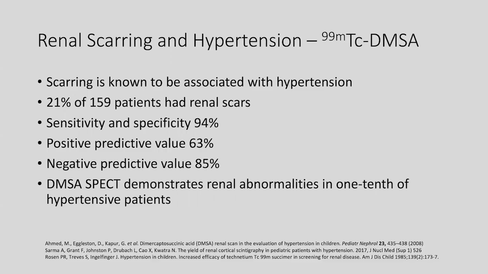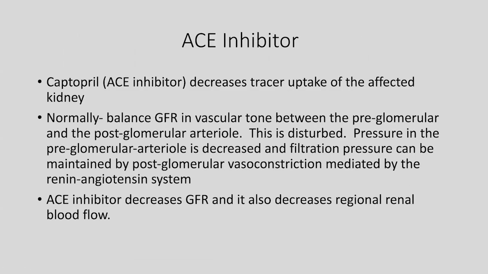The sensitivity and specificity of DMSA is pretty high, at 94%. The positive predictive value is 63%. The negative predictive value is 85%. And DMSA, in this population of 159 patients, demonstrated abnormalities in 1/10 of hypertensive patients. So it's a good tool in the armamentarium to determine if hypertension is caused by renal abnormalities.